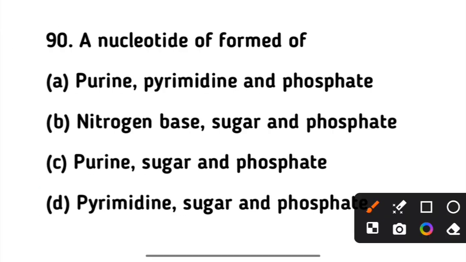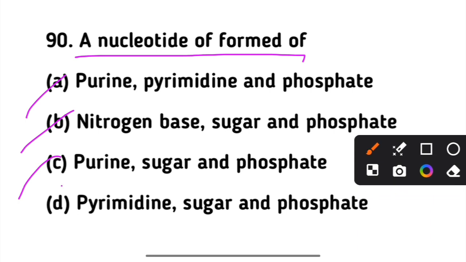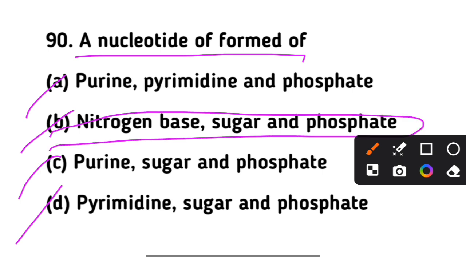Next, a nucleotide is formed of: purine, pyrimidine, phosphate; nitrogen base, sugar and phosphate; purine, sugar, phosphate; pyrimidine, sugar and phosphate. Option B is correct. A nucleotide is formed of nitrogenous base, sugar and phosphate.